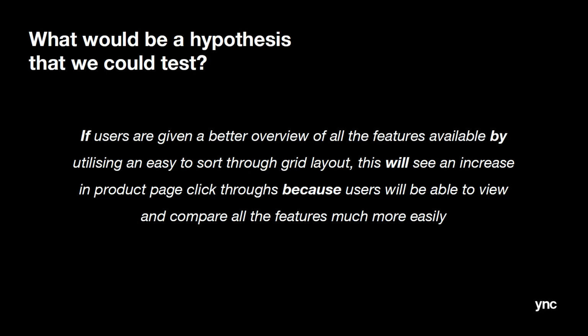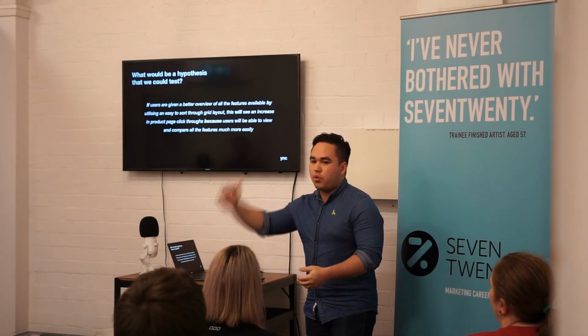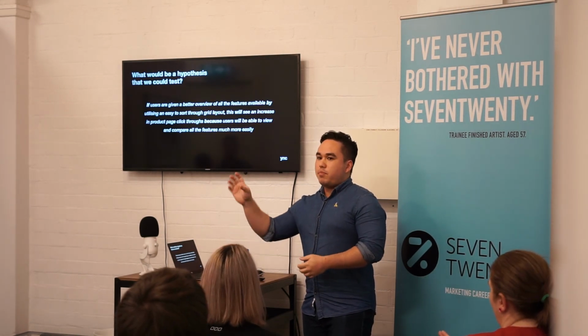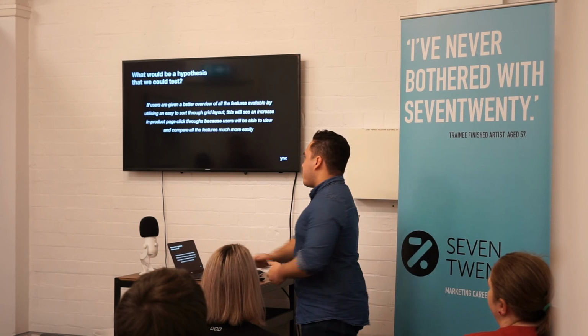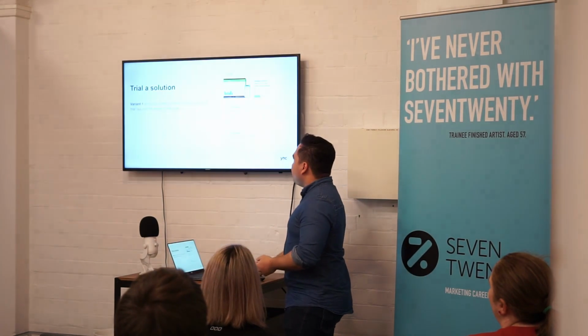So my hypothesis was this. If I can give the users a better review of everything that our client's product could do by utilizing an easy-to-sort-through method, because I saw in my research that people weren't clicking through or navigating the elements further down the page, I'll see an increase in product page click-throughs because users will be able to see all the features available at once rather than having to scroll through, try to find what they want, or even just jumping into an early feature that may appeal to them at first, but something down the bottom would have been better for them. So keep this question in mind because we're going to jump into it a little bit later.